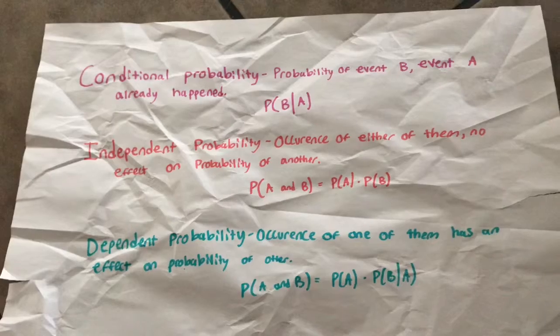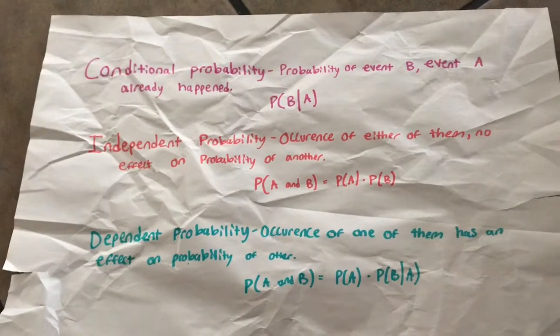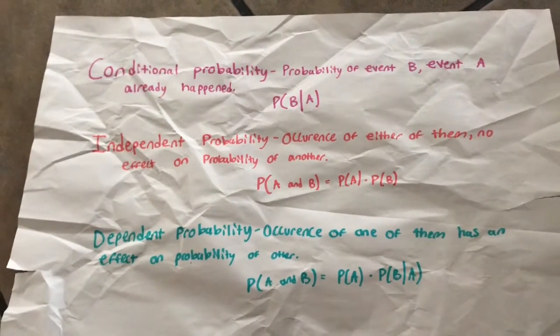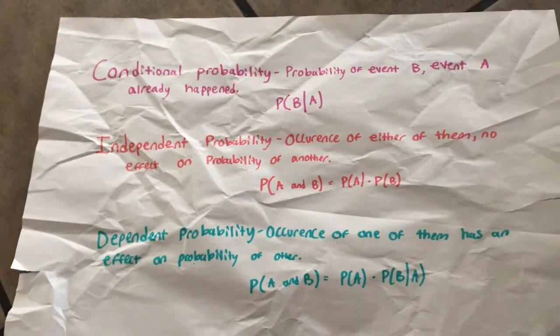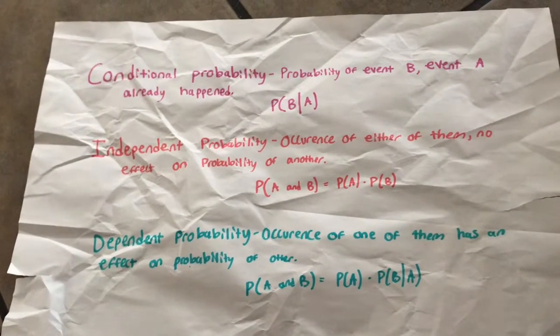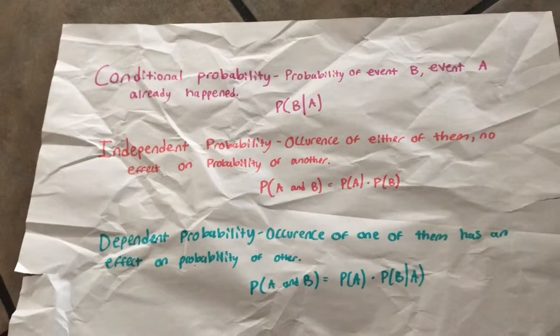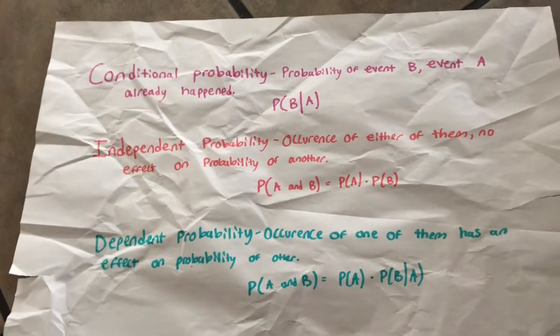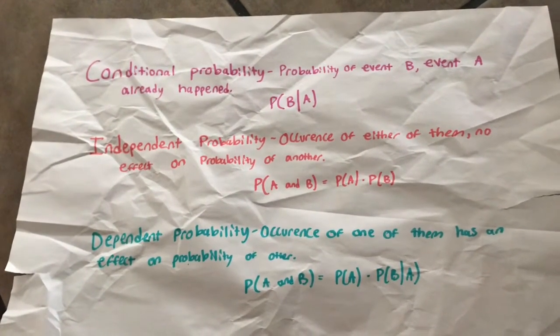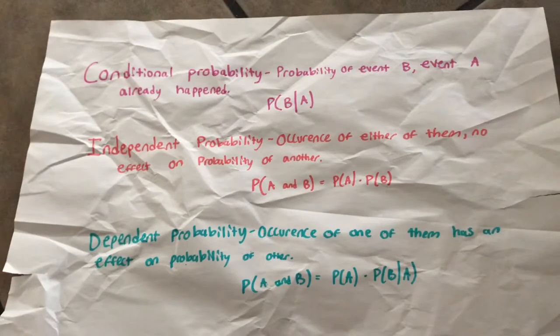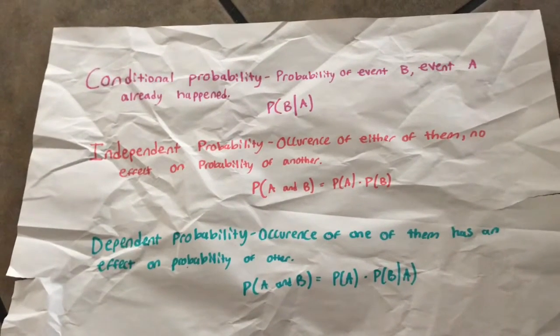Independent probability is the occurrence of either of them, meaning event A or event B, with no effect on the probability of another. The equation for independent probability is P of event A and B, and to get that, you multiply the probability of event A times the probability of event B.